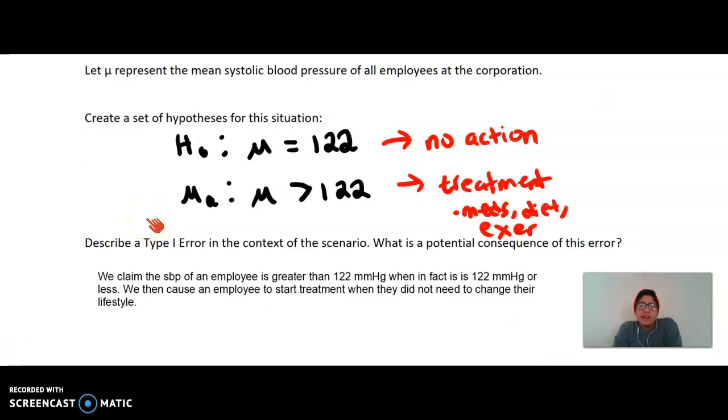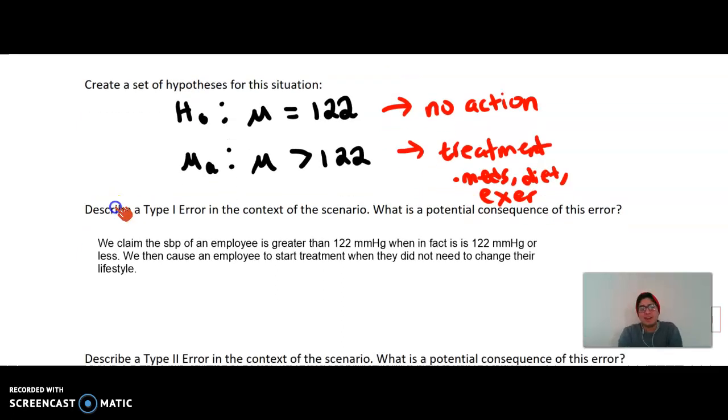Okay, so let's go ahead and review this. In a type 1 error, we reject the null when it's true. So here we claim the systolic blood pressure of the employee is greater than 122, when in fact it actually is 122 or less. So we can cause an employee to start treatment when they did not need to change their lifestyle. So maybe this results in a few extra expenses that they weren't planning on.